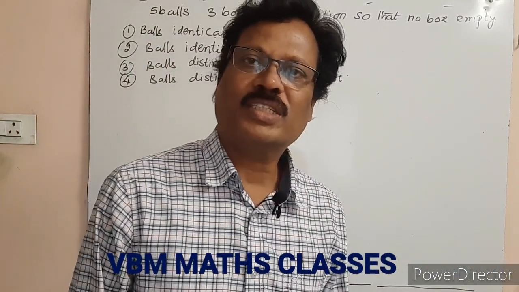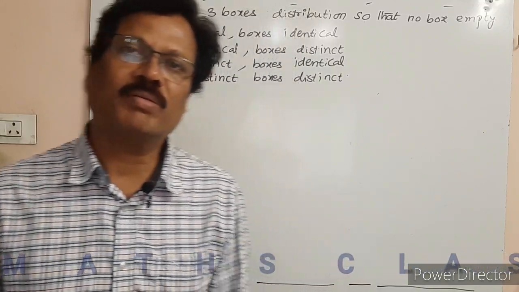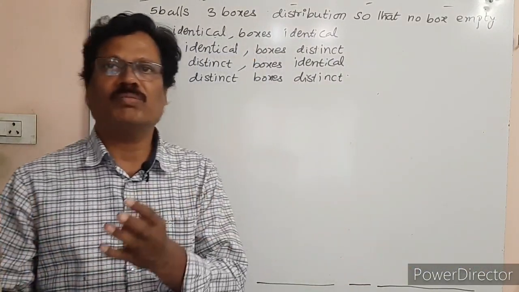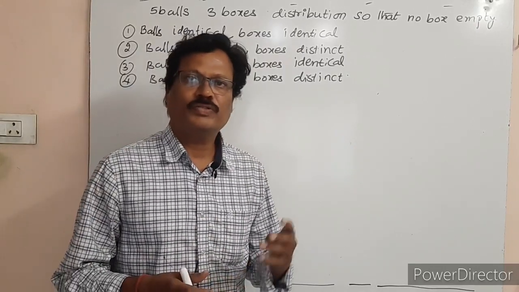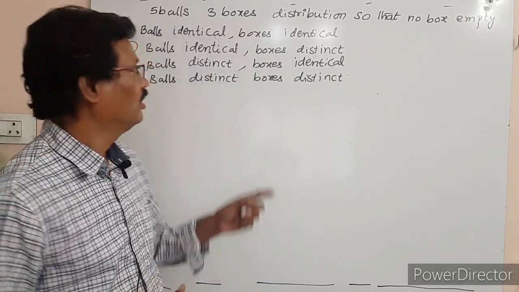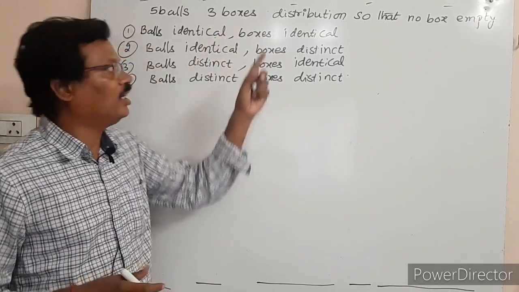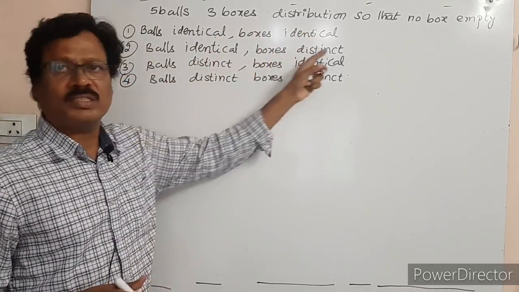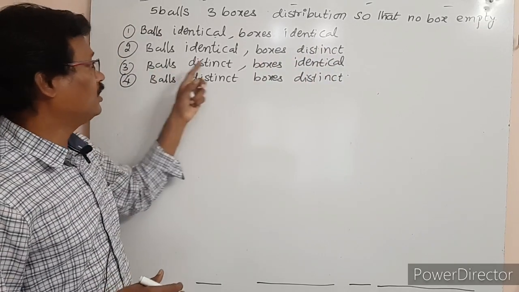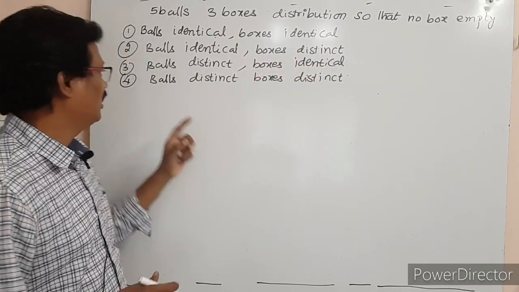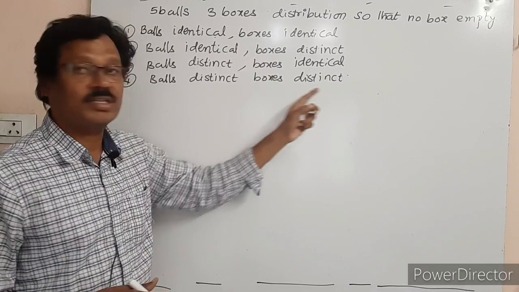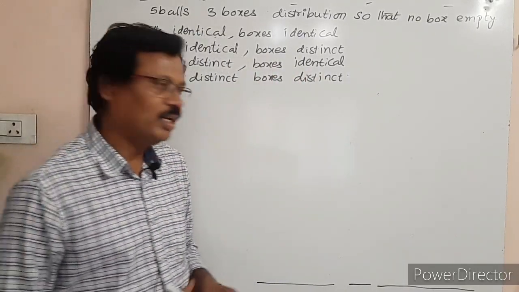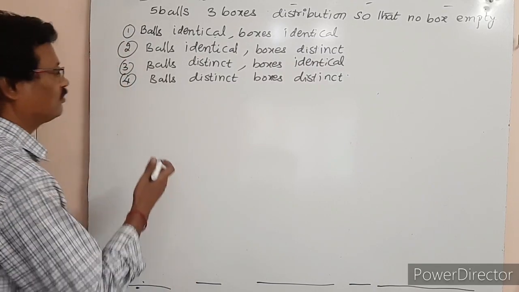Today I am going to discuss a very important point in permutation and combination, which is the distribution of balls into boxes. In this, four types of problems are there. The balls are identical, boxes are identical. Balls are identical, boxes are distinct. Balls distinct, boxes are identical. Balls distinct, boxes also distinct. Now these are the four types of problems. Let us start with the first one.